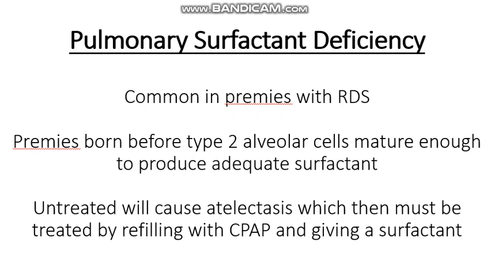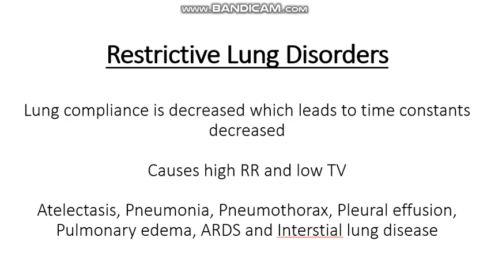In restrictive lung disorders, lung compliance is decreased, which leads to time constants being decreased. It causes high respiratory rates and low tidal volume. Seen in patients with atelectasis, pneumonia, pneumothorax, pleural effusion, pulmonary edema, ARDS, and interstitial lung disease.